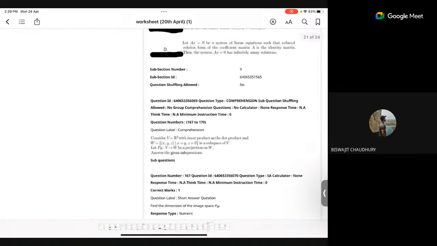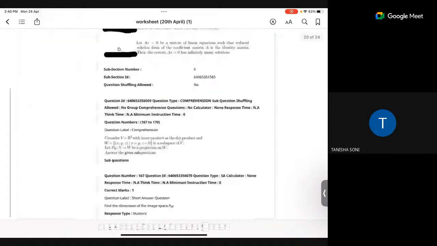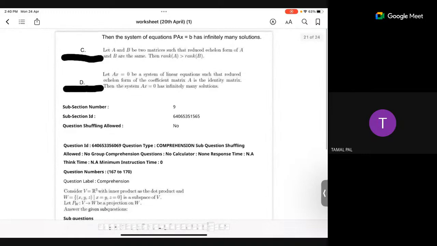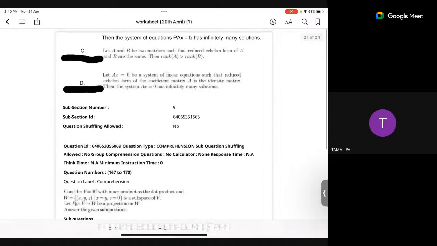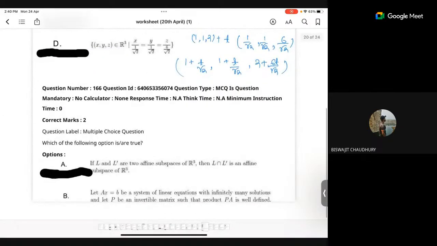Have you completed this one? Yes, it's completed. Have you completed? Yes, sir. Can you please scroll up a little bit for B? Sir, B was also not visible completely. Option B, right? C and D are visible. Sir, please show B also. Okay, I'm just going back once more. Here it is.